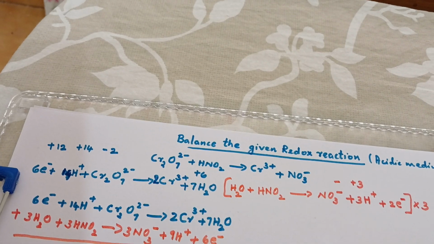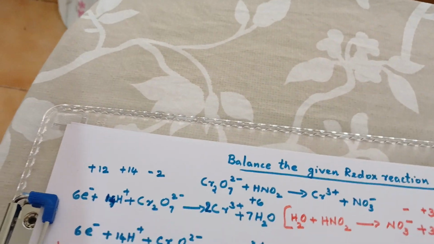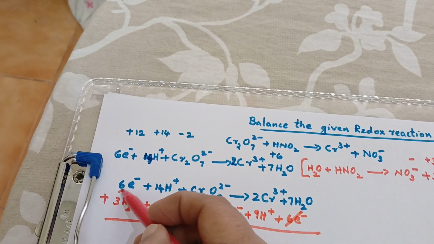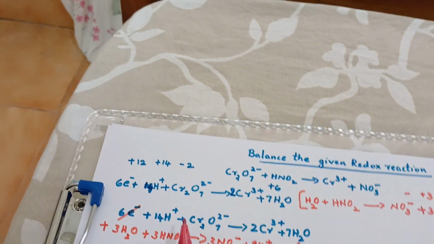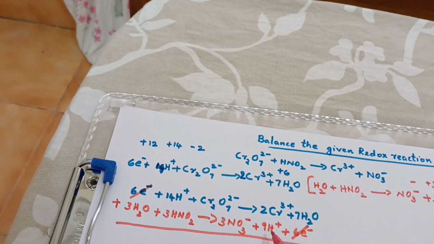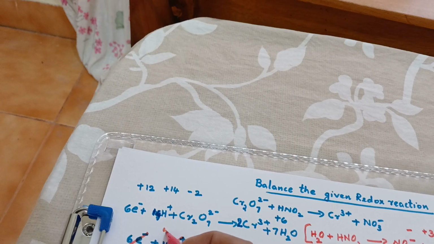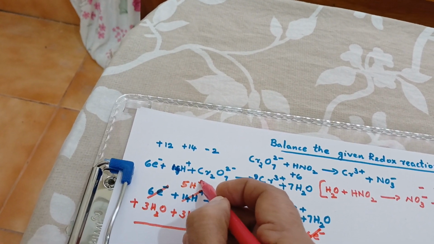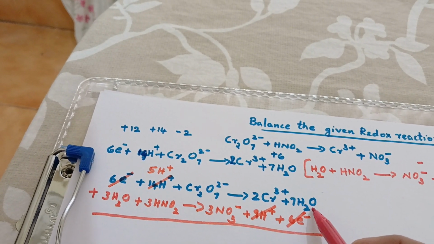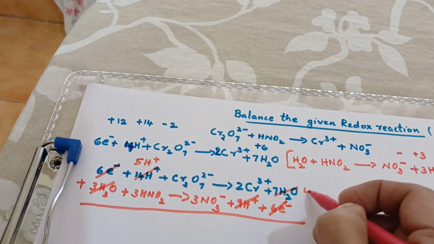Now let us add these two together. We can cancel out some. So 6e- on the right hand side and 6e- on the left hand side. Then we have 14H+ on the left hand side and 9H+ on the right hand side. So 14 minus 9 will give us 5H+ on the left hand side. Here we have 3H2O and here 7H2O. So this 3 can go and 7 minus 3 is 4H2O.